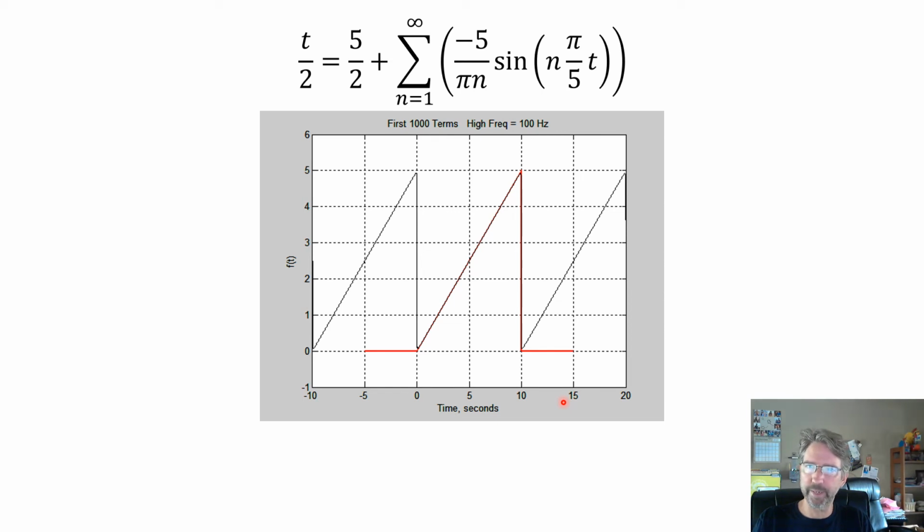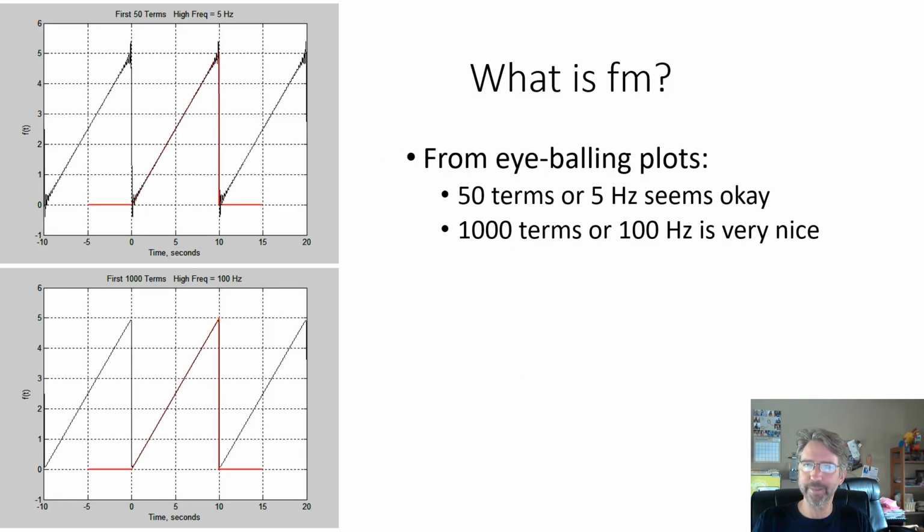So that's one way to find FM, is just look at it. From eyeballing these plots, your eye is a very accurate judge of things like plots, so it's a good tool to use. 50 terms we said was okay. That's a 5 hertz FM. 1,000 terms, definitely okay, and that was 100 hertz. So if your system can sample at least 200 hertz, which most systems can, you'll be fine. Even if you can only have an FM of 5 hertz, that would be a sample rate of 10 hertz, and that should be really easy to do.